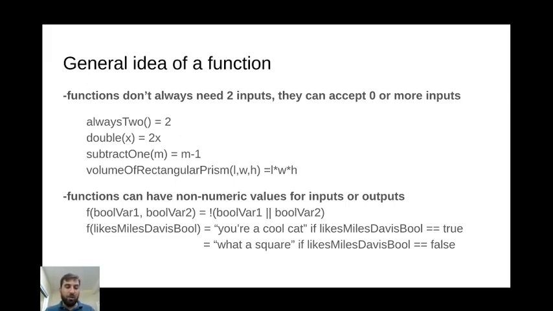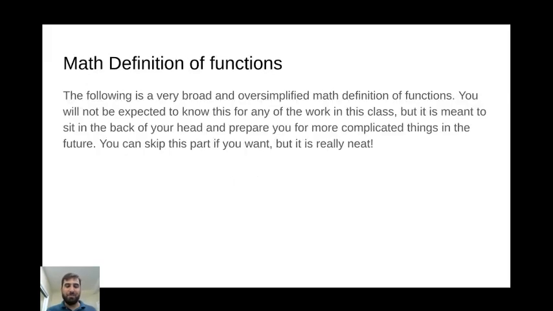It takes in one input called likes Miles Davis bool, and if you plug in true, you get you're a cool cat, and if you plug in false, you get what a square. So notice that the output for this one was not even a Boolean. It was actually a string. So we plugged in a Boolean and we got a string or character data. This is not the syntax in JavaScript. So if you're thinking about running in there and trying to do it, this is not the correct syntax. I'm going to show you in 1 second.